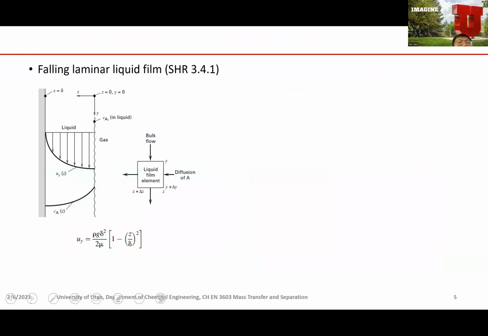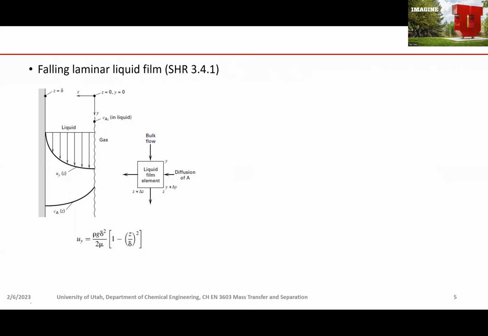Next, I'm just going to introduce 3 example systems in which we can find the Sherwood number, and correlate the Sherwood number with the fluid flow condition. So the first example is a falling laminar liquid film, in which we have a liquid film of thickness delta that is falling from a wall.